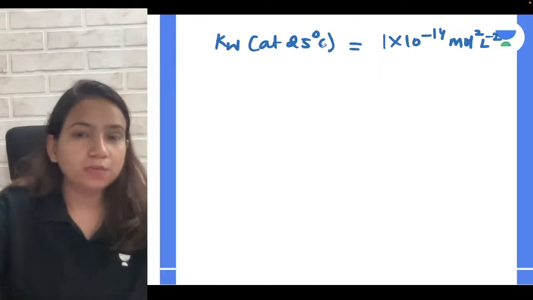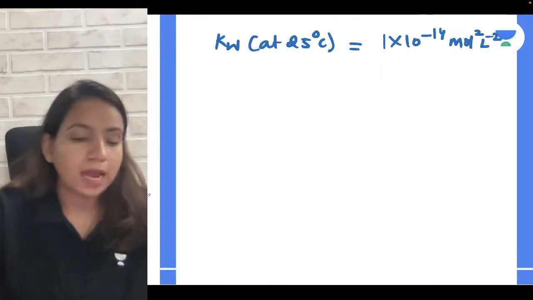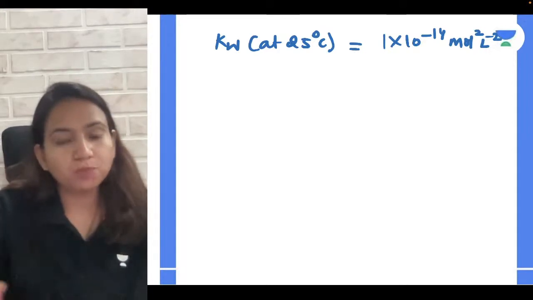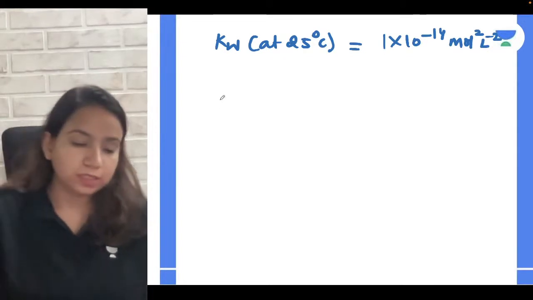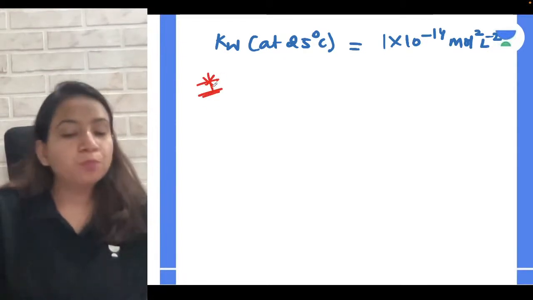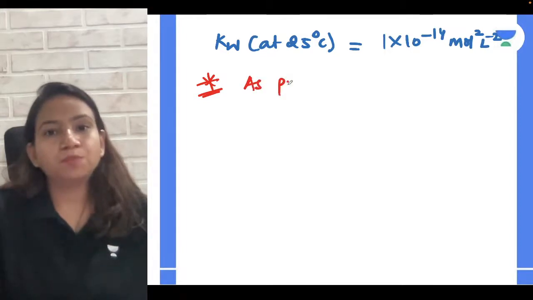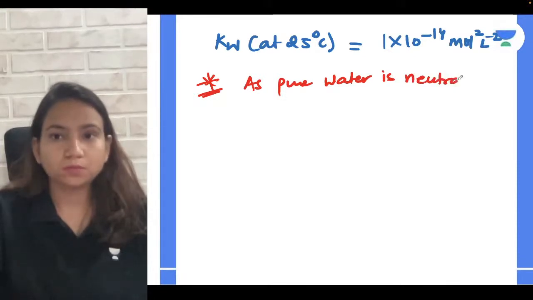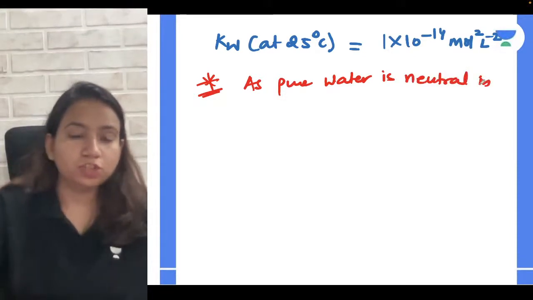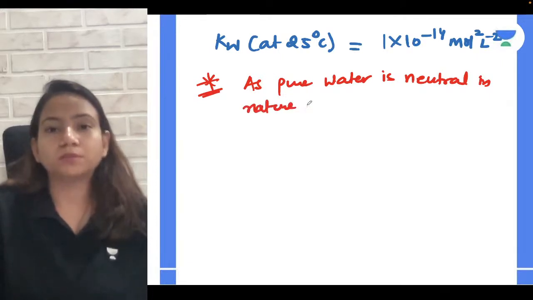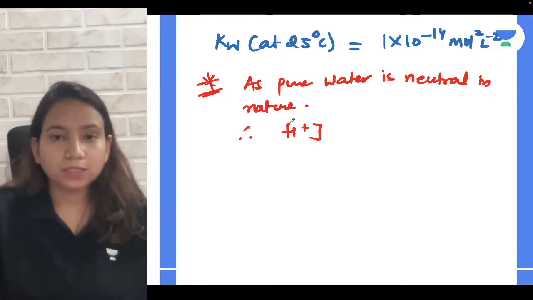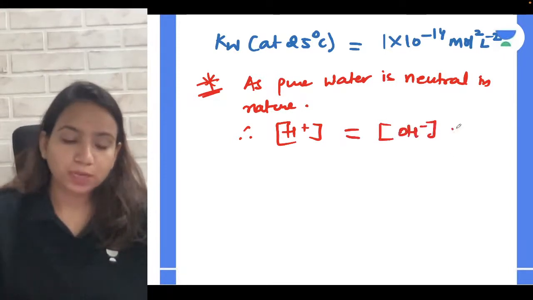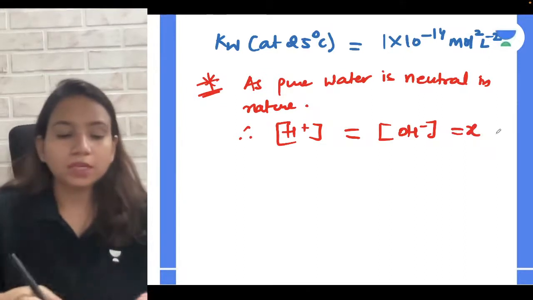So Kw at 25 degrees Celsius is equal to this, and you know that pure water is neutral in nature. So H plus ion concentration must be equal to OH minus ion concentration, which we can consider equal to X. Clear with it, guys?